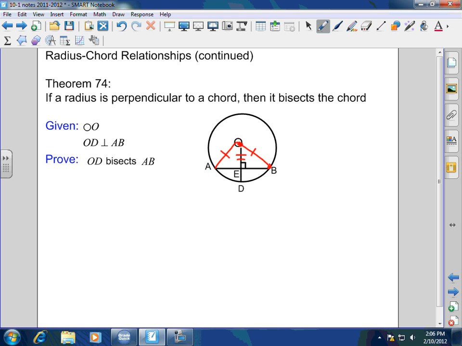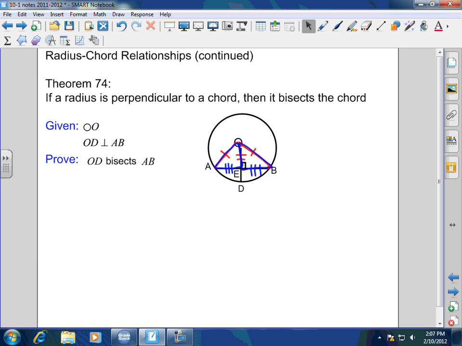So triangle OEA is congruent to triangle OEB because of HL. And then because of HL, we know AE is congruent to EB because of CPCTC. So that is why this theorem is valid and works. Okay?